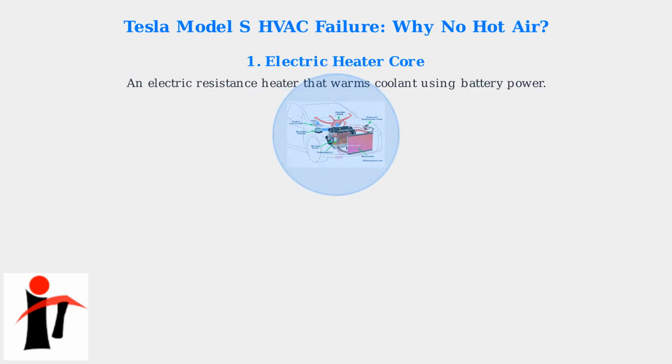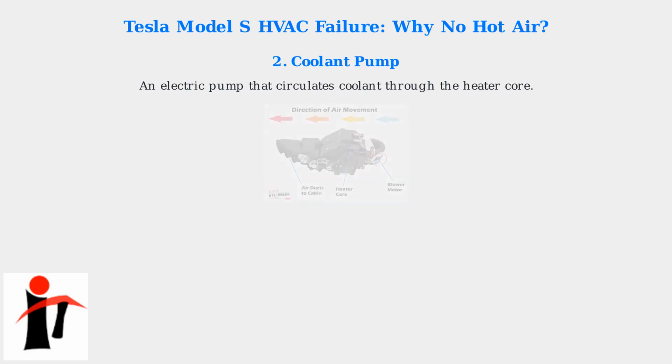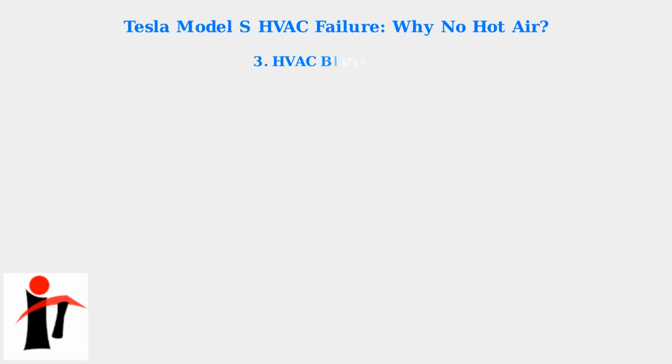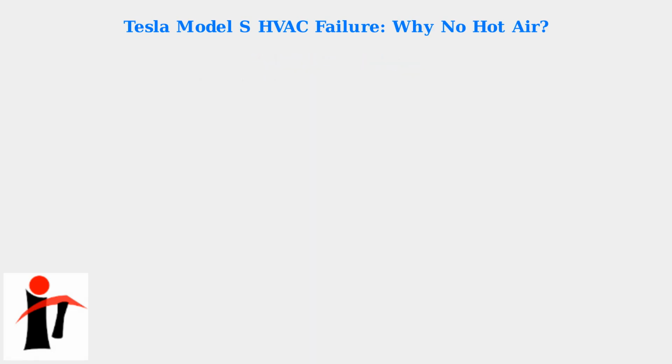First, the electric heater core, an electric resistance heater that warms coolant using battery power. Second, the coolant pump, an electric pump that circulates coolant through the heater core. Third, the HVAC blend doors, mechanical flaps that direct airflow between hot and cold sources. Models from 2012 to 2021 are most vulnerable, but software updates and proactive maintenance can significantly improve the situation.